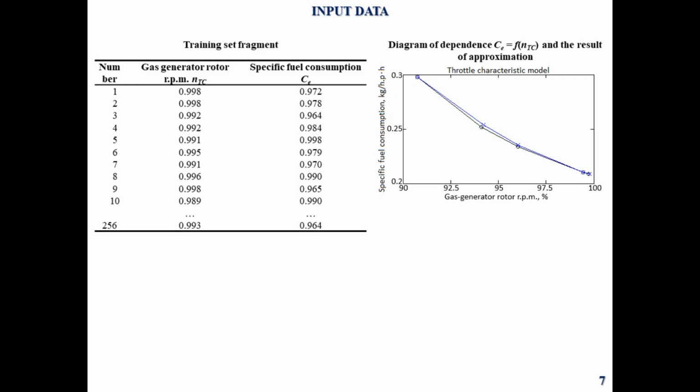In the input signal approximation task, the dependence of the specific fuel consumption on the gas generator rotor RPM for the TV3-117 turboshaft engine, which represents an element of the engine throttle characteristic, is presented. This figure shows the input data indicated by points which are approximated by broken lines for clarity.